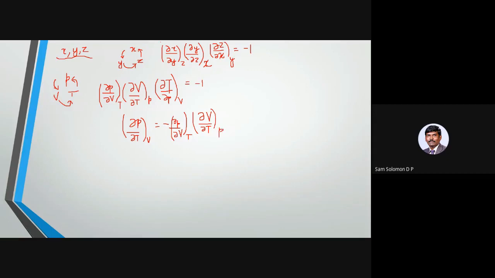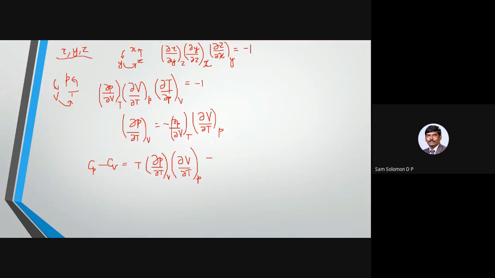So what we have actually got in the previous slide is the equation Cp minus Cv equal to T times partial P partial T at constant V multiplied by partial V partial T at constant P. So now I'm going to replace partial P partial T at constant V in this particular equation with this relation.